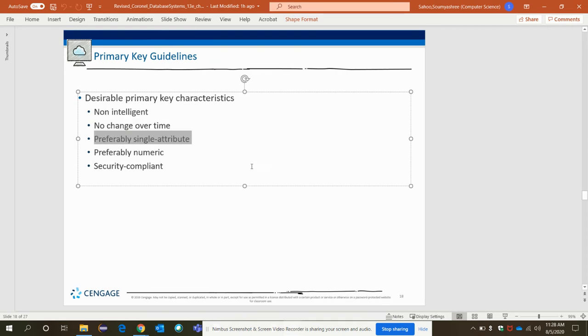So it should preferably be a single attribute, should be numeric, and security compliant, meaning the selected primary key must not be composed of any attributes that might be considered a security risk or violation. For example, using an SSN as a primary key in the employee table is not a good idea. Someone may not agree to it, and it's not safe to share their SSN publicly.